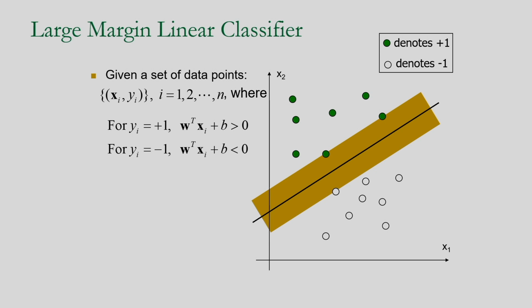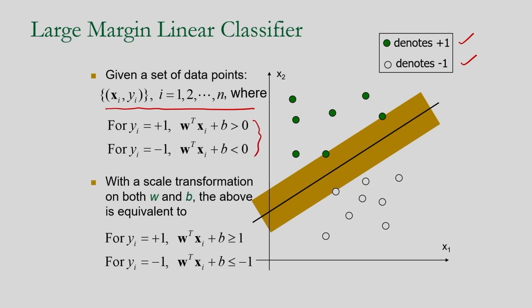Suppose I want to design the large margin linear classifier, that means the margin should be the maximum. As already mentioned, I have two classes, one is plus 1 and another one is minus 1. Given the data points xi, yi, with i equal to 1 to n, for the class yi equal to plus 1, W transpose xi plus b should be greater than 0, and similarly for the second class yi equal to minus 1, W transpose xi plus b should be less than 0. So these are the conditions.